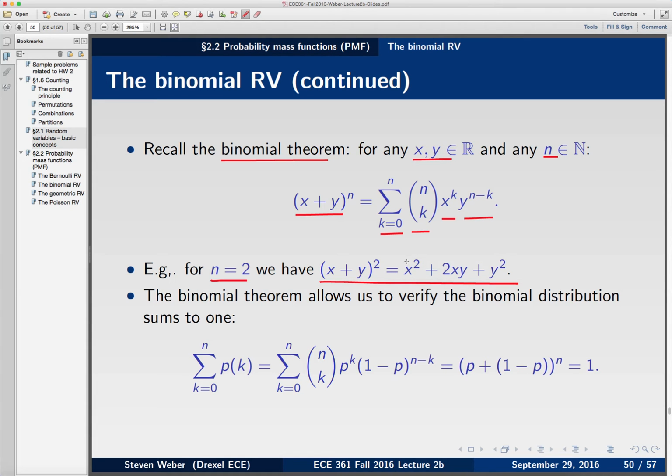The binomial theorem allows us to verify that the binomial distribution sums to 1. In particular, if I sum up p_k over all possible k, that is, I'm summing the probability of there being k successes out of n trials over all possible values of k from 0 to n, forming the support of the random variable, and I substitute in the expression for the probability mass function and apply the binomial theorem, where in this case x equals p and y equals 1 minus p, then by the binomial theorem that equals p plus 1 minus p to the power n, which of course simply equals 1.